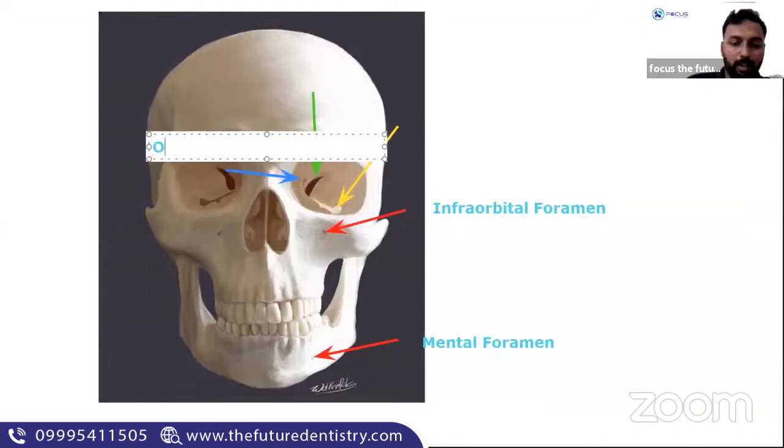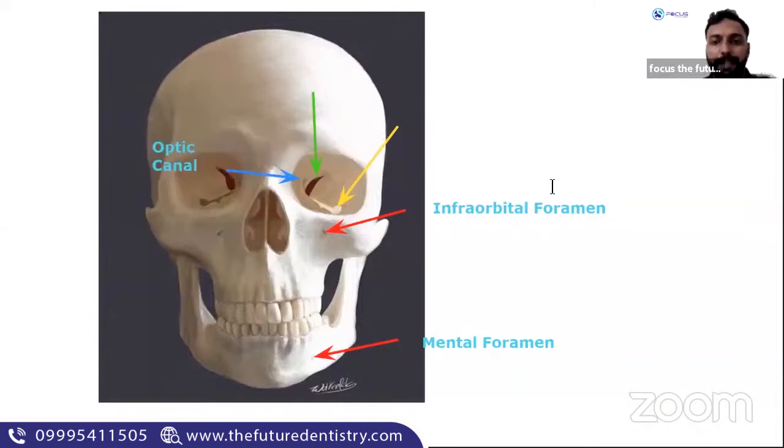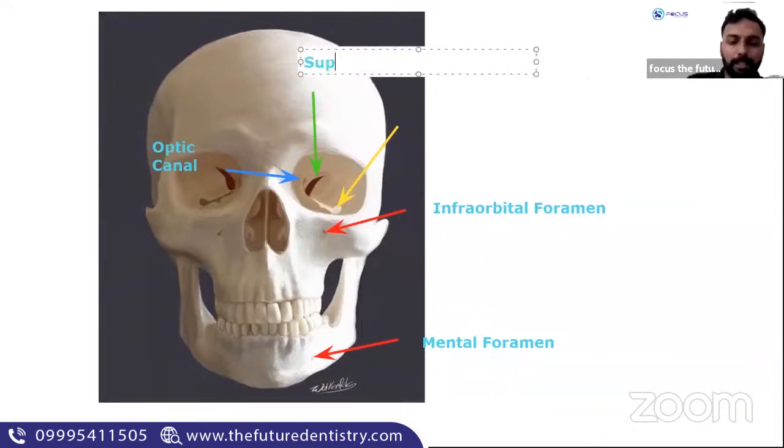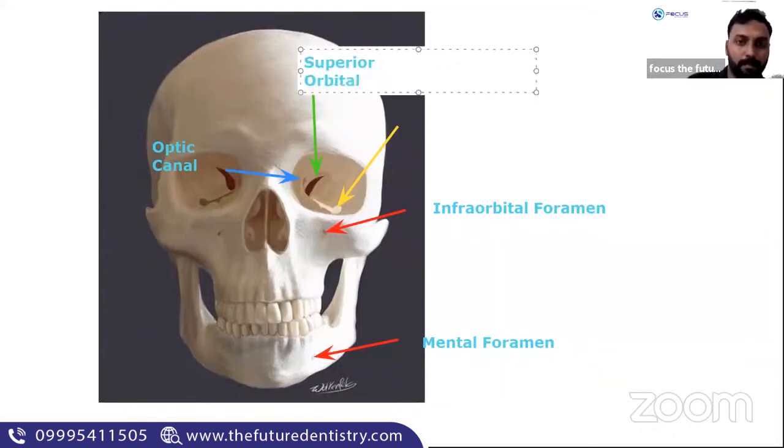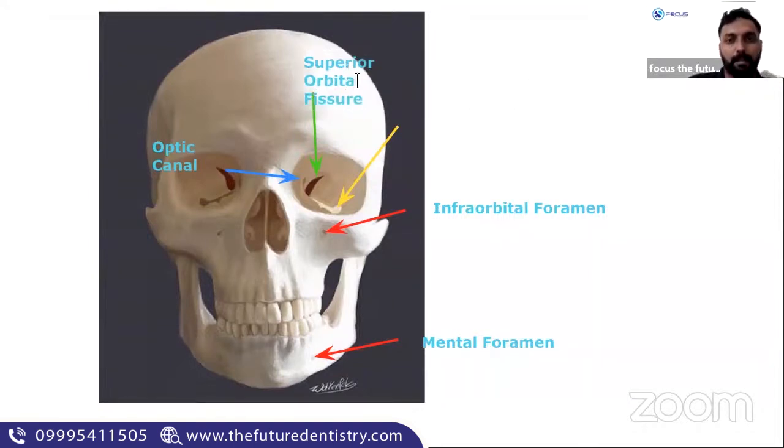Optic canal. Now what is that green colored one pointing on to? Anyone? Yes, superior orbital fissure. I hope you can relate it. Okay, so this is a view from front. Till now we were studying a view which was from above. This is a view from front when you're looking from front.